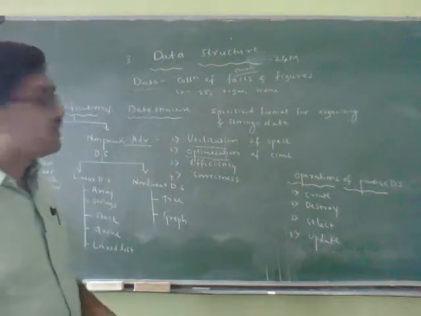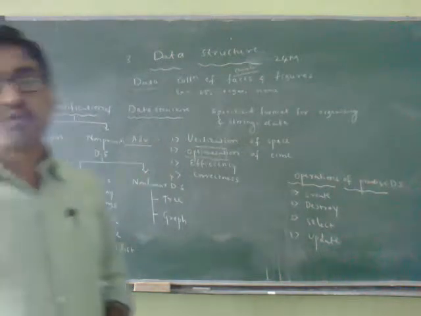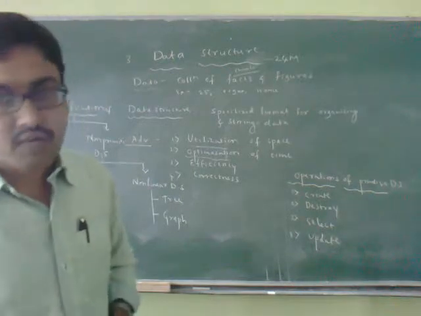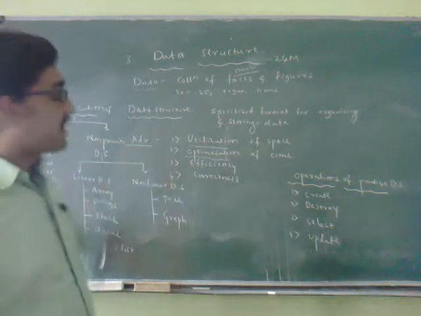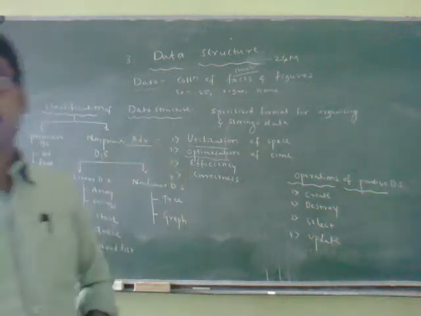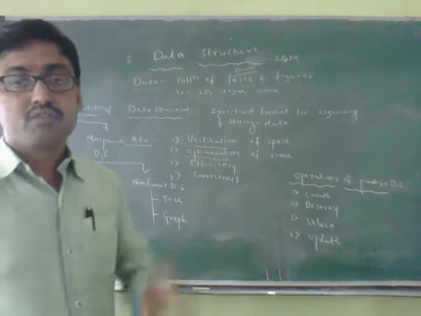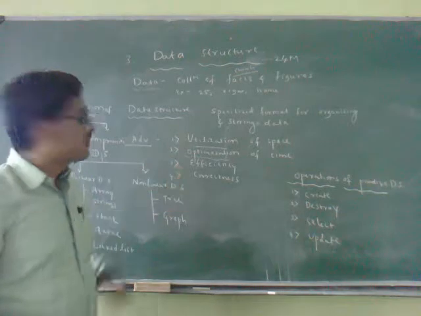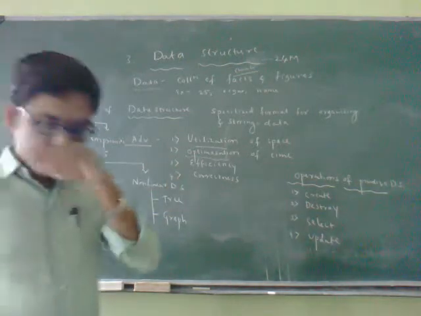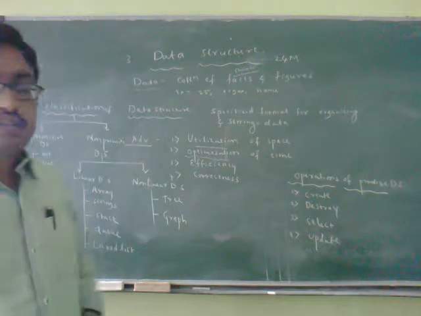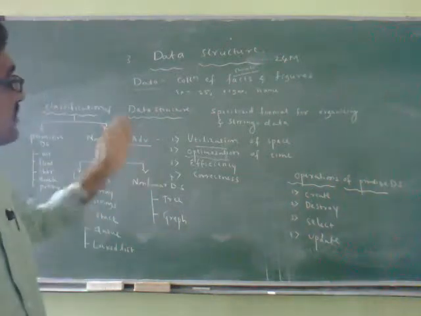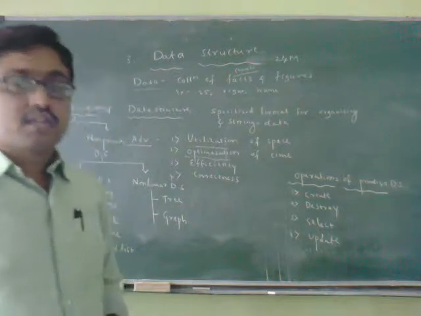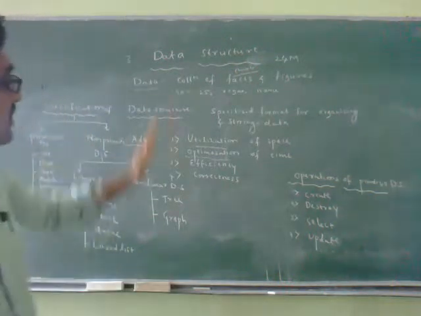The third advantage is efficiency. Efficiency means the program can be executed much faster. By using data structure, you can execute the program much faster. Then correctness. If you write a program using data structure, it gives a correct answer. These are the 4 advantages for a 3 marks question: utilization of space, optimization of time, efficiency, then correctness.